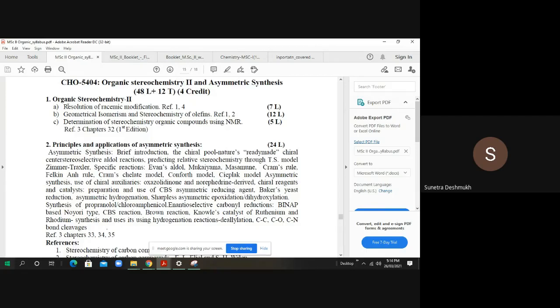Out of that, so far we have finished resolution of racemic modification, and now we will start geometrical isomerism and stereochemistry of olefins. Okay, so that topic we will start.